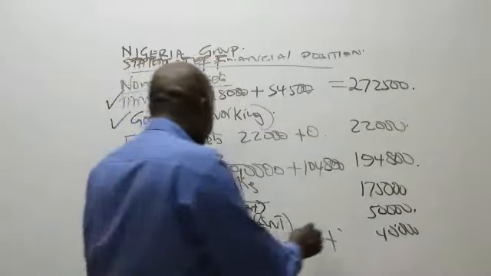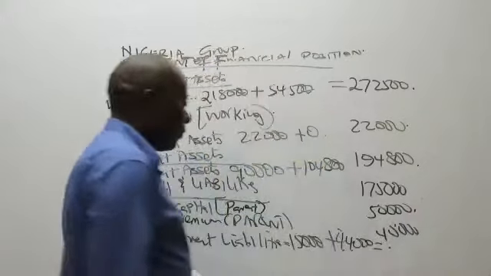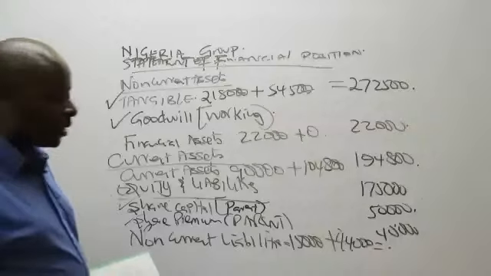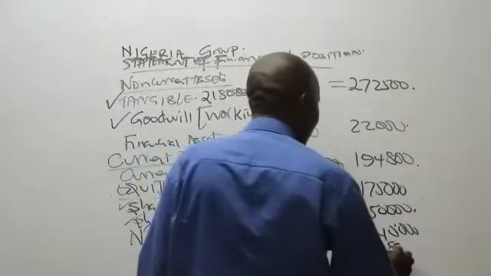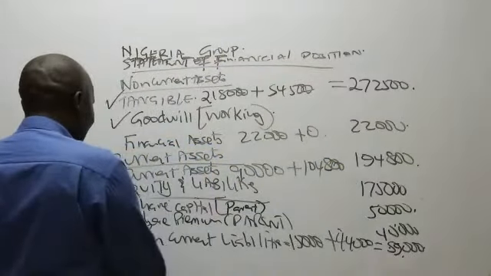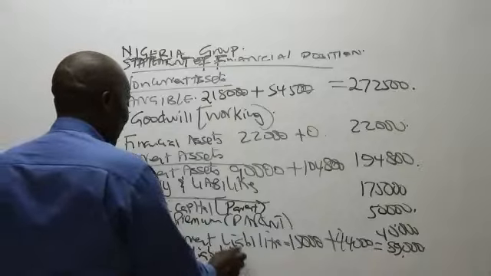So you tell me the current liability was 44,000. Please add for me, give me this. 15,000 plus 44,000 gives me how much? 59,000. Thank you very much. Now, the last one is the current liabilities.